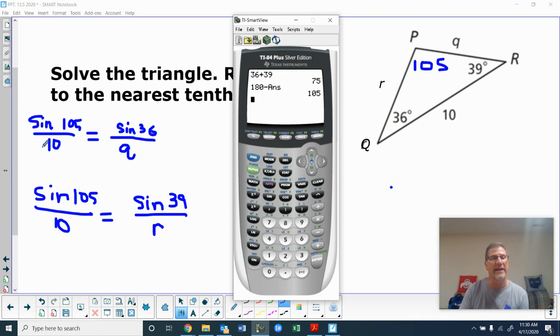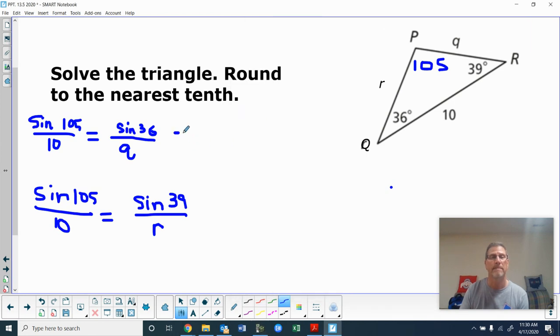All right, so we're going to go 10 times the sine of 36 divided by the sine of 105, close it up. So we got 6.08, 8's bigger than 5, so it's going to be 6.1 for Q. So that's up here.